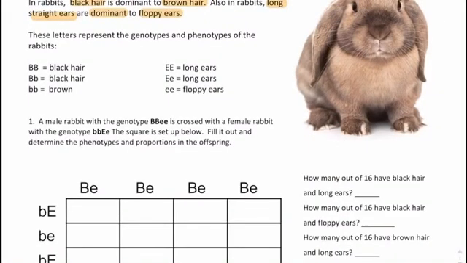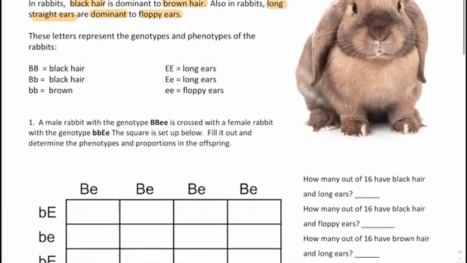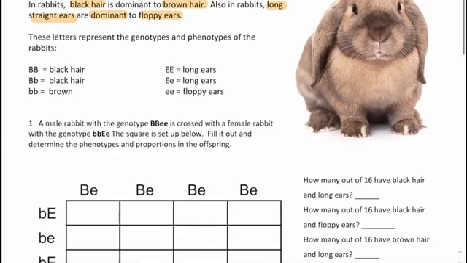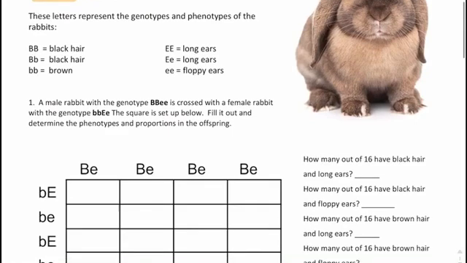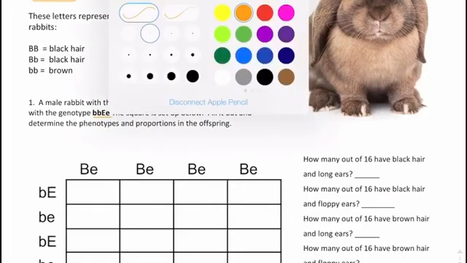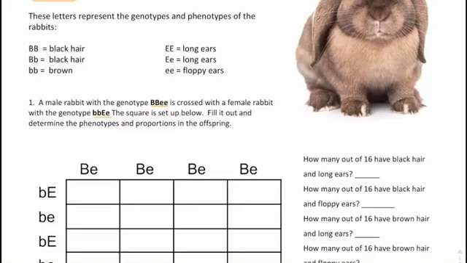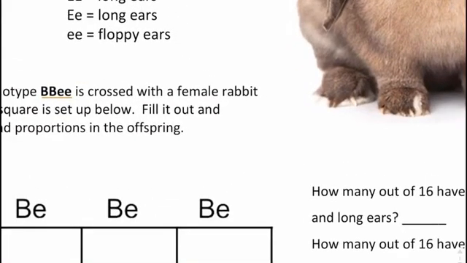So now for the problem. In rabbits, black hair is dominant to brown hair. Also in rabbits, long straight ears are dominant to floppy ears. A male rabbit with the genotype Bbee is crossed with a female rabbit with the genotype BBEE. The square is set up below. Fill it out and determine the phenotypes in proportion in the offspring.